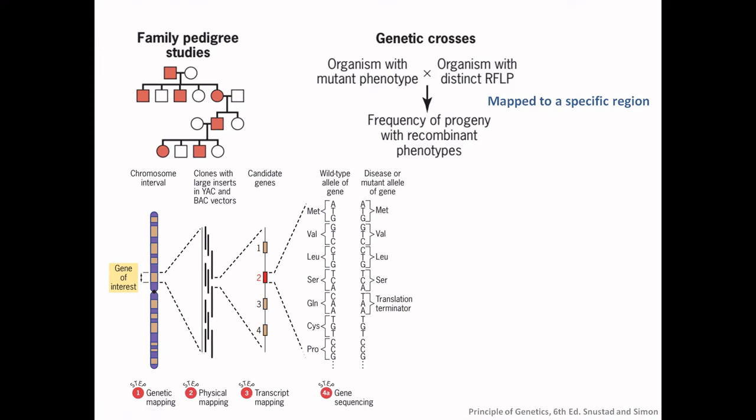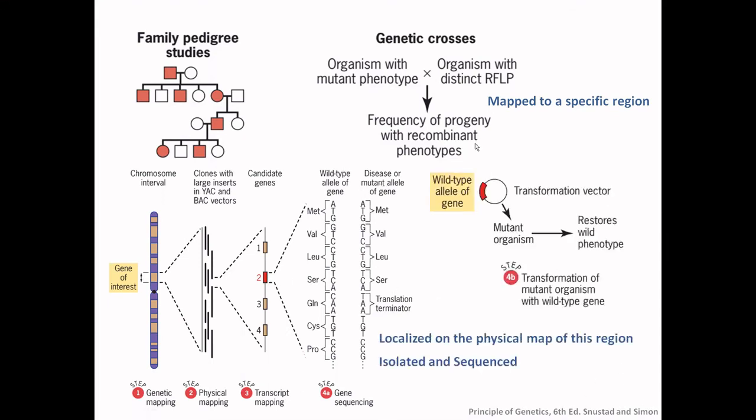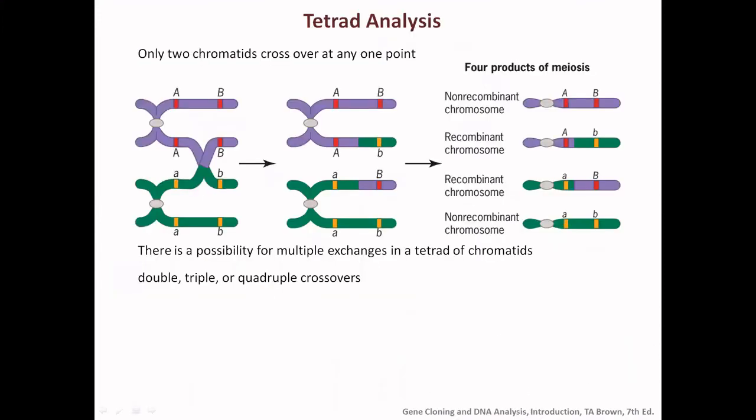By the shotgun method, we sequence the different contigs and we prepare the physical map. Then we have discussed that by hybridization, we can prepare the transcript mapping, exons and introns, and we know the exact sequence. So this is the wild type allele of the gene. Then they are transformed into the vector. This is the mutant organism, and we can restore the wild type. So in this way, we localize the physical map of the region and isolate it, and it can be sequenced.